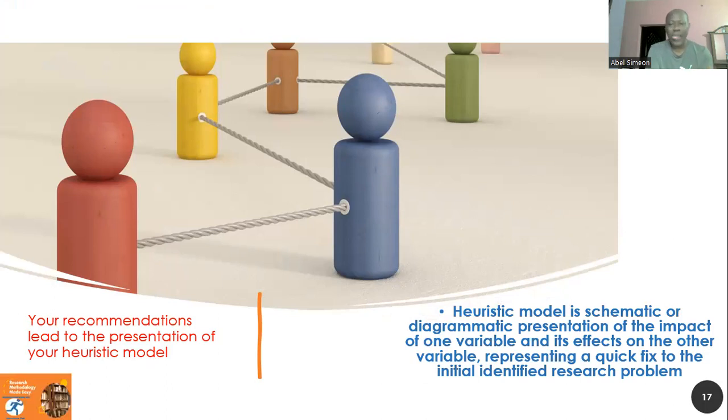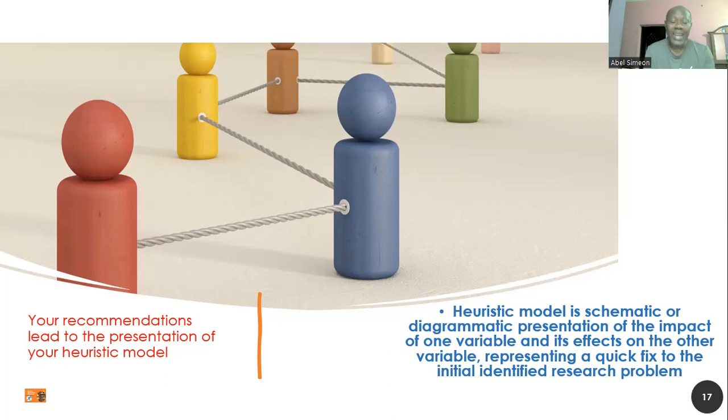Show your heuristic model. Your heuristic model, as you see it on the screen here, is a schematic or diagrammatic presentation of the impact of one variable and its effect on the other variable, representing a quick fix to the initial identified research problem. Remember that we started from identifying a problem. Now you have identified the problem, you have gone through the length and breadth of the research work, and you have come up with a conclusion.